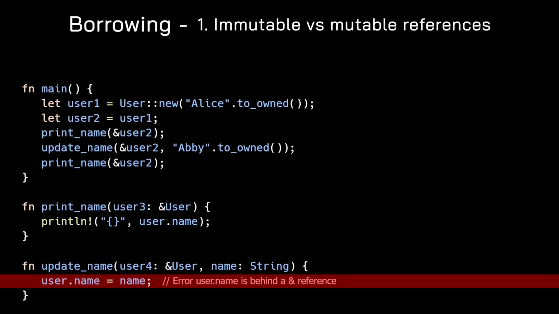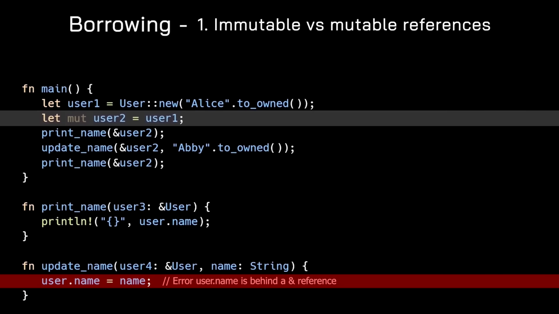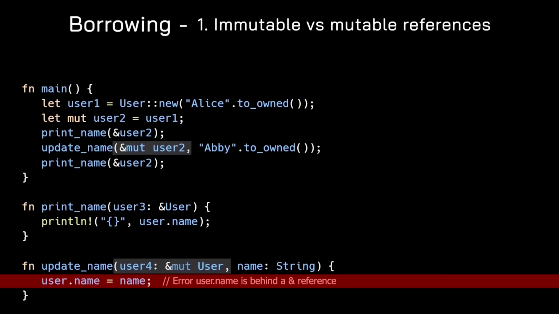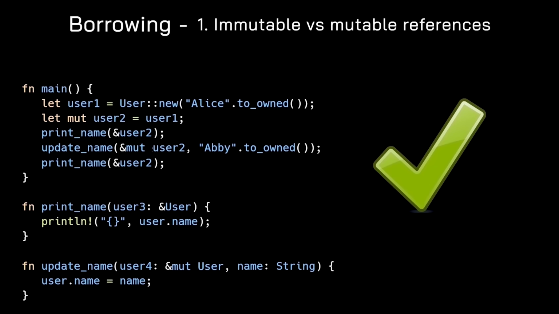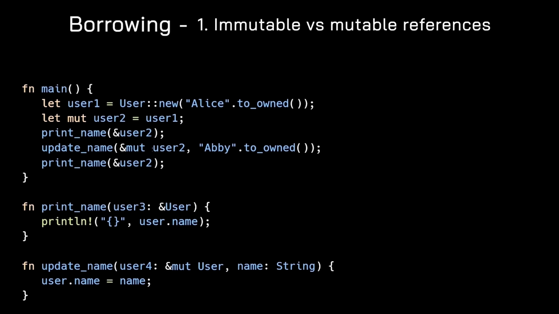To fix this, we have to explicitly mark the user2 value as mutable and update the reference passed to the updateName function to be a mutable reference. Now our code compiles. This explicit labeling of mutable references is great because it prevents accidental mutation.